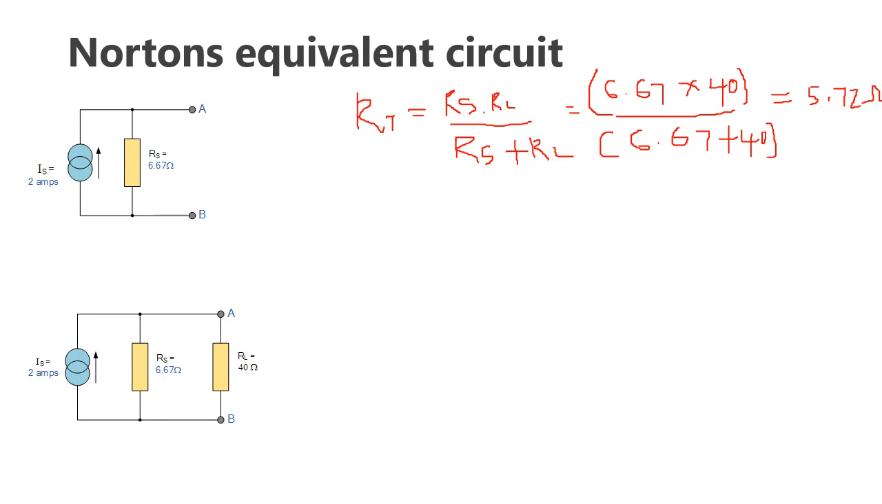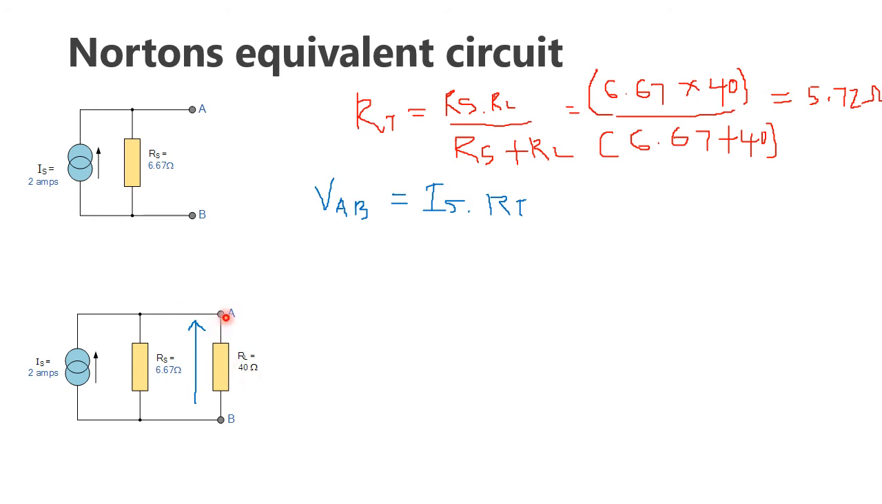Then the final step we have to do is find the voltage drop across point A and point B. So VAB will be equal to supply current IS into RT.